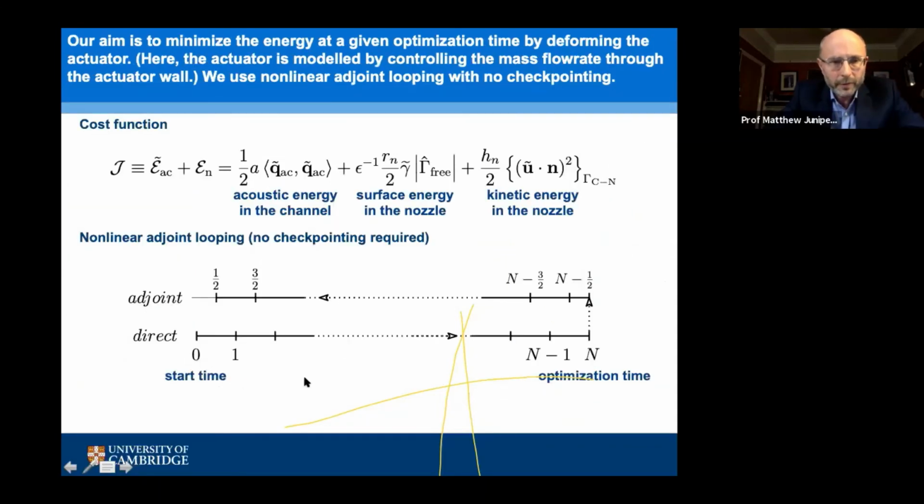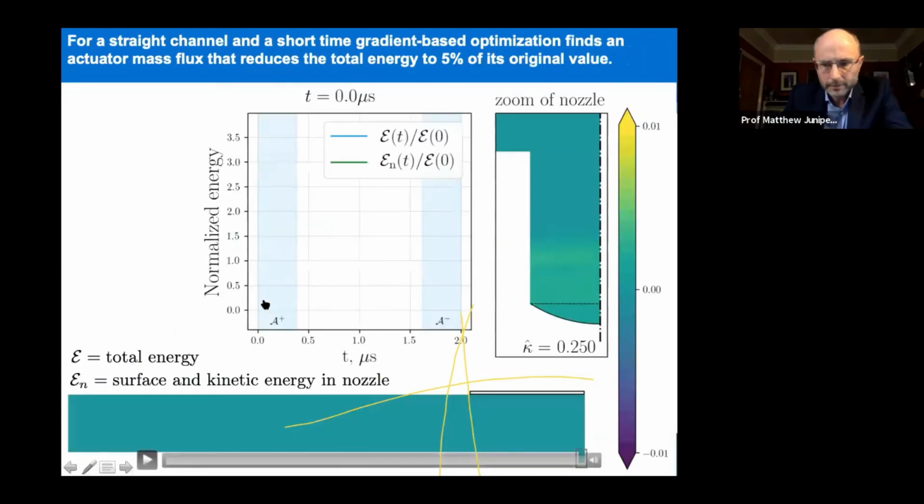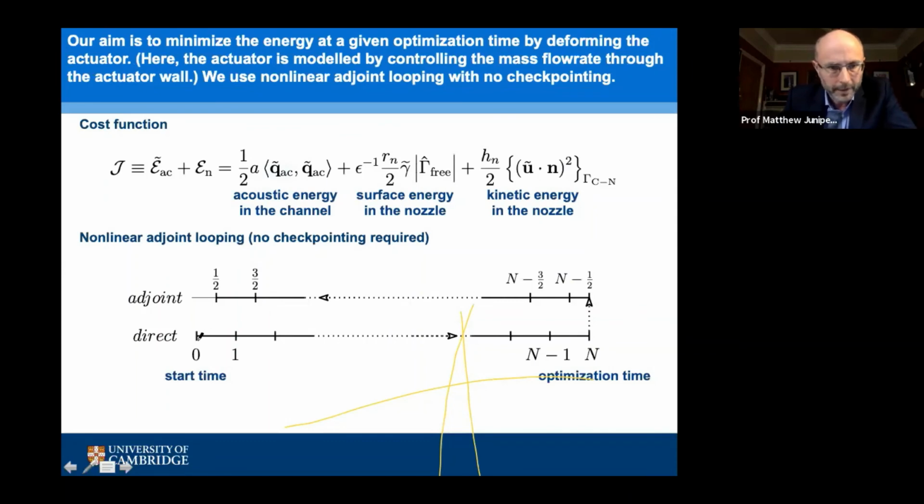Now, the way we're going to do that is with adjoint looping. So the way this works is we start off, let's see if my pen is working. Yeah, it is. So we're going to start off at time 0 and do a direct solve. So this is a standard solution of the acoustic equations. So we'll go forward in time until we reach some optimization time after n iterations. So we've just solved the full calculation forward in time.